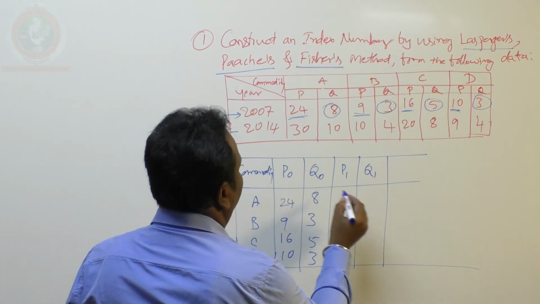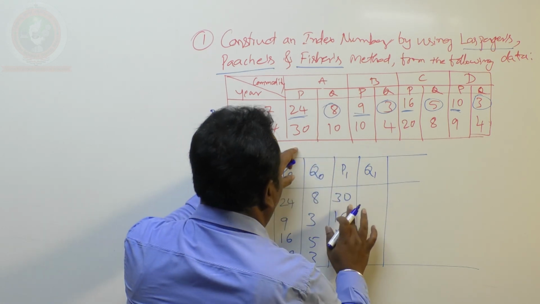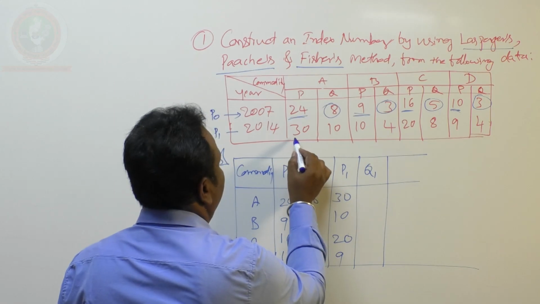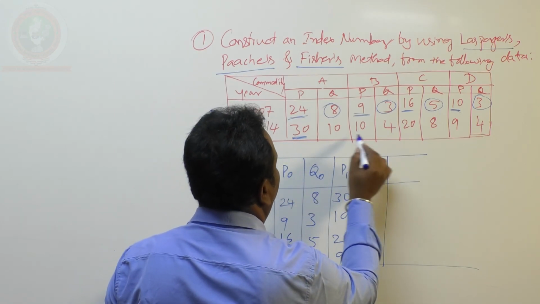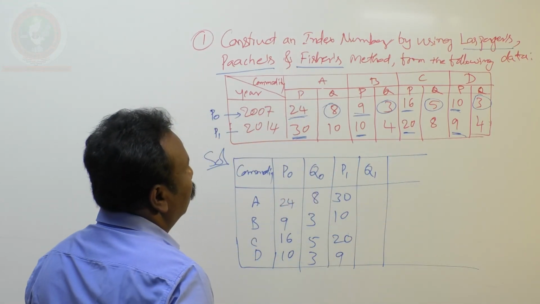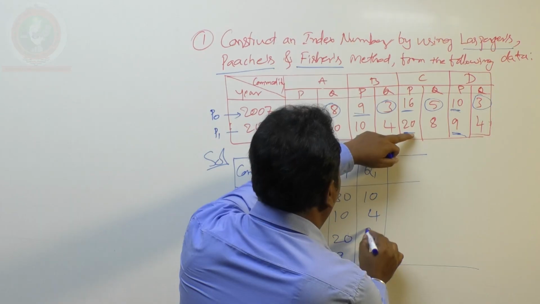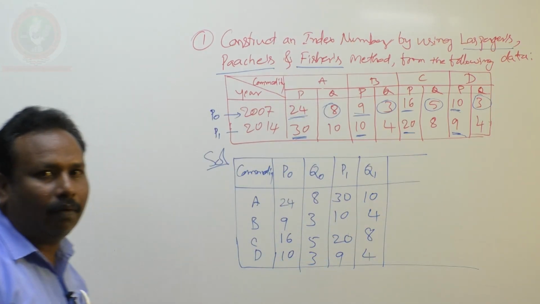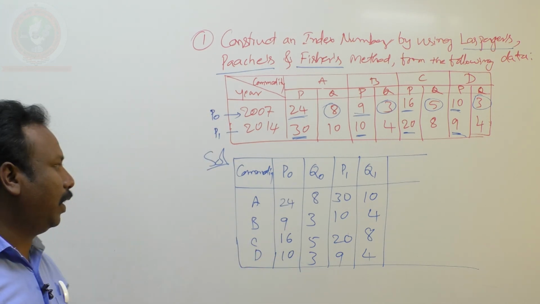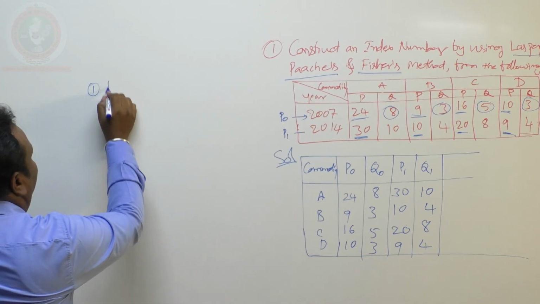Now, the current year price is 30, 10, 20 and 9. The current year quantity is 10, 4, 8 and 4. So, this is the data given in the case, and it can be rearranged according to the requirement. Now, the first method is Laspeyres' method.